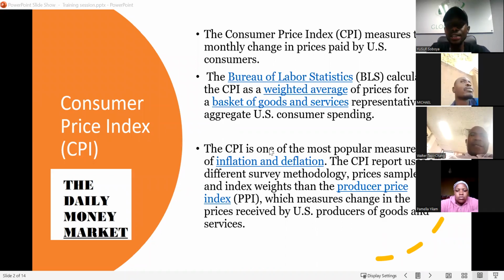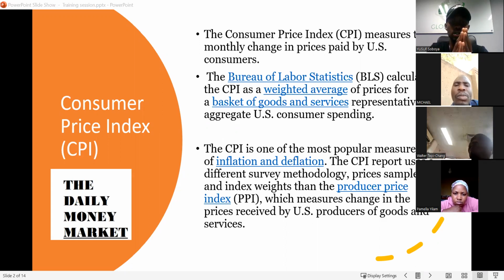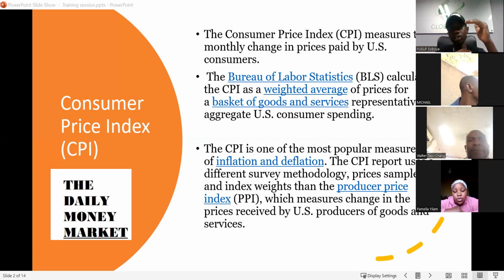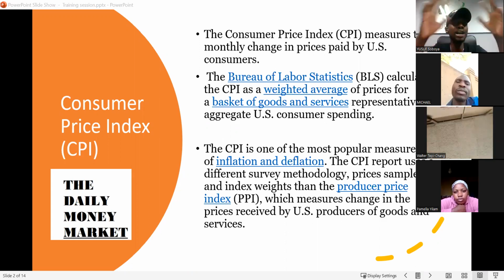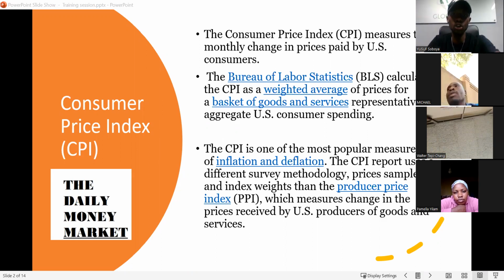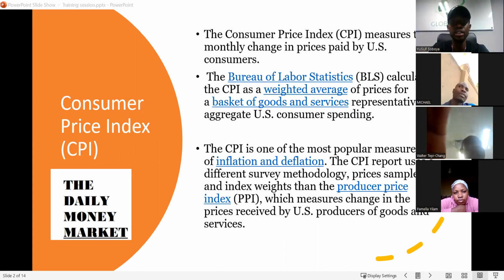All right, so the Consumer Price Index, CPI, measures the monthly change in the prices paid by US consumers. It doesn't necessarily measure the spending, but it measures the change in the prices being paid by consumers. When you are buying a product, how did the price change? How did it move from 10 Rand to 12 Rand, from $1 to $2, from $10 to $5? So it measures that, and what other changes have been happening in the global market and in the US regarding whatever they are selling.